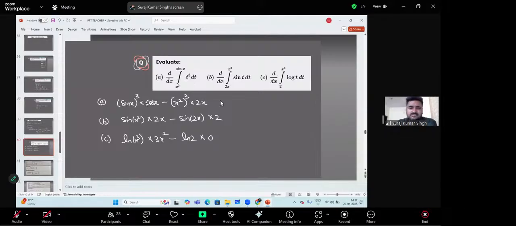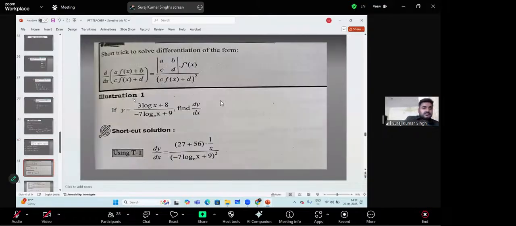Okay, so this is all the topic of the derivative, and now we will see some shortcuts, how to get these questions very easily. Let us see the shortcut I have taken. Suppose the derivative is given of (a f(x) + b) by (c f(x) + d). Here the example is written: in place of a is 3, in place of b is 8, in place of c is minus 7, in place of d is 9.